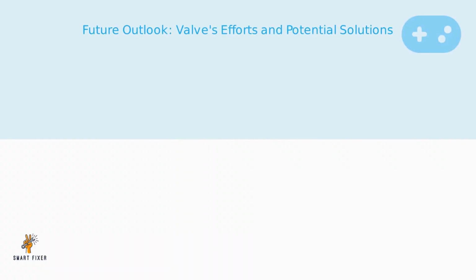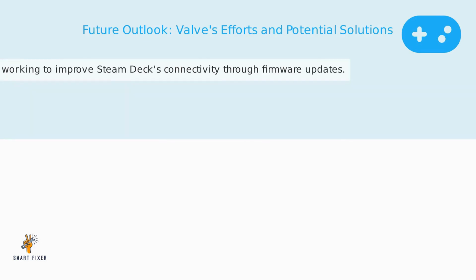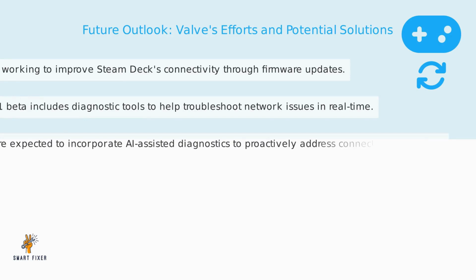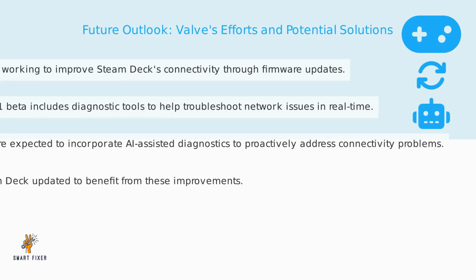Valve is actively working to improve Steam Deck's connectivity through firmware updates. The SteamOS 4.1 beta includes diagnostic tools to help troubleshoot network issues in real time. Future updates are expected to incorporate AI-assisted diagnostics to proactively address connectivity problems. Keep your Steam Deck updated to benefit from these improvements.